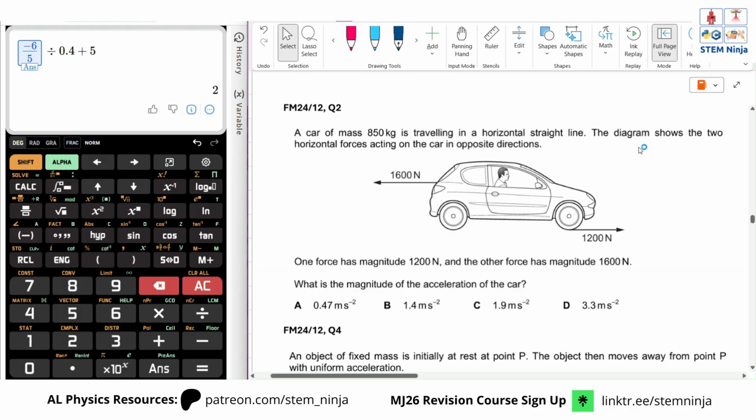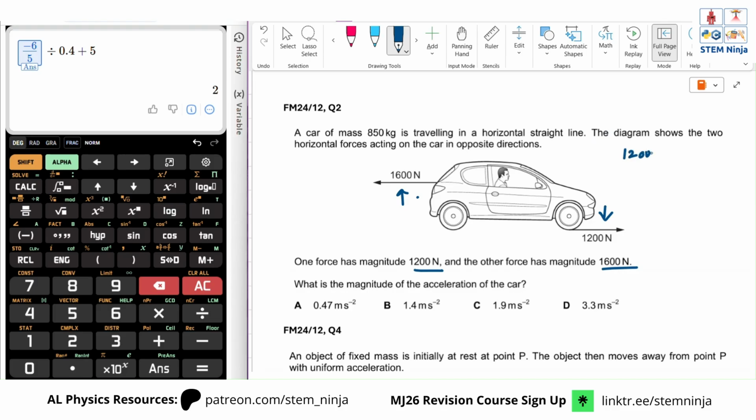So, all right. A car of mass 850 kg is traveling in a horizontal straight line. The diagram shows two horizontal forces acting on the car in opposite directions. One force has magnitude 1200, the other force has 1600. What is the magnitude of the acceleration of the car? So notice that this force is larger, so it doesn't really matter. If you take this to be the forward force, the positive force, you will get a deceleration, and if you take this one, you will get an acceleration. Both ways you will get a similar answer.